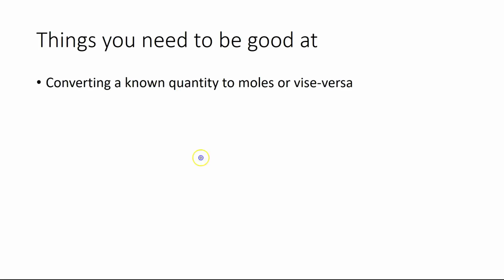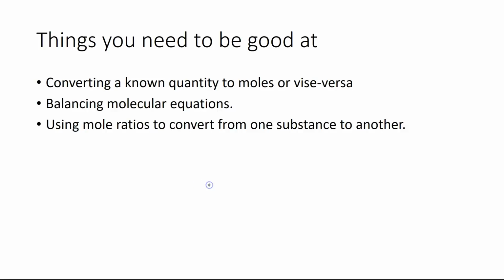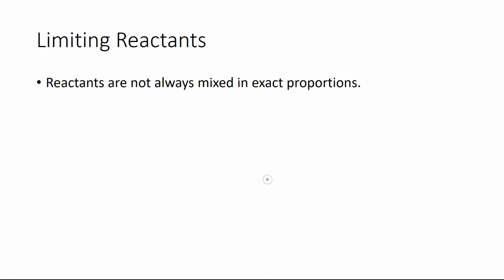All right, so things we ought to be able to do pretty darn well by now is converting a known quantity to moles, or vice versa, balancing molecular equations, and then using mole ratios from the balanced molecular equation to convert from one substance to another. So that's that basic stoichiometry that we've been working on. But we're going to go one step farther and start identifying limiting reactants.